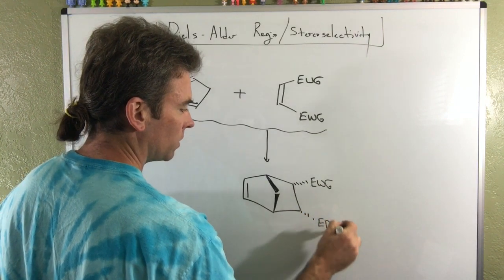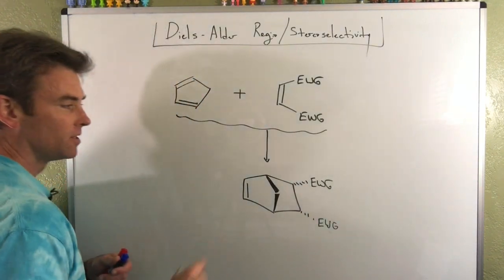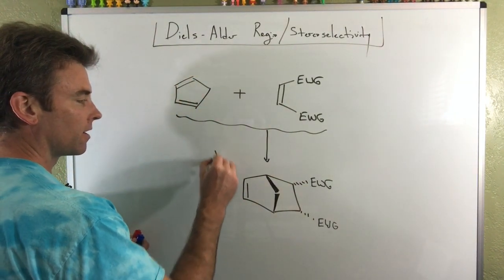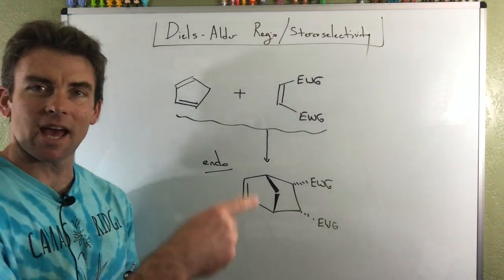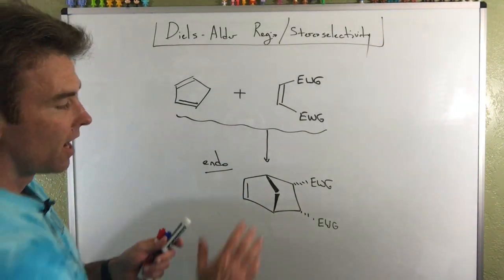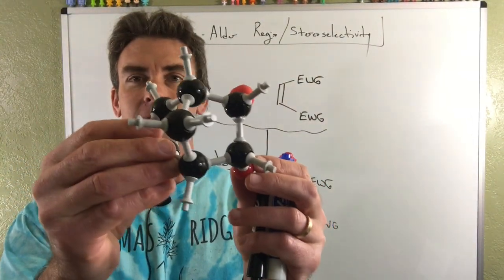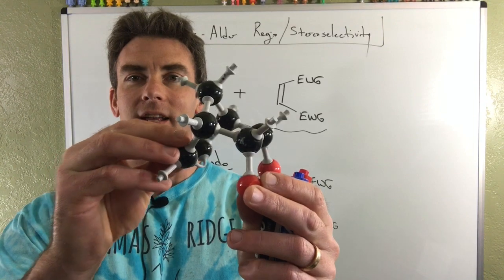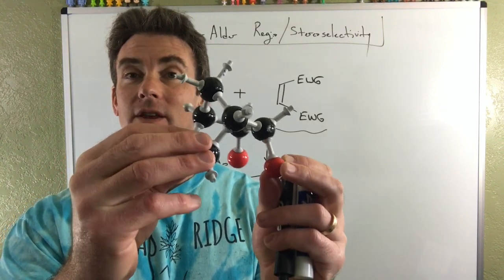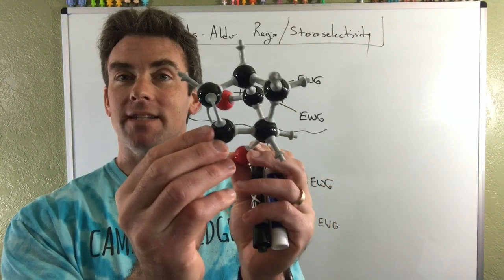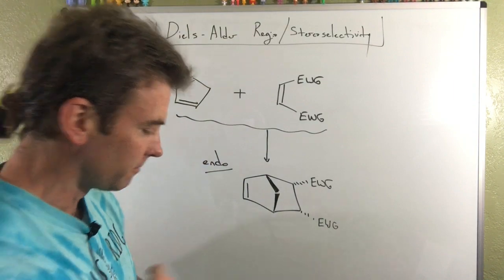Whoops, not electron donating groups, electron withdrawing groups. So this, both of the things that I'm showing are considered endo products. They had that nice little U. I could, of course, instead of drawing it like this, have drawn it a little bit more like this or like this, and that's something that you're going to see quite often with these bicyclic systems, which the Diels-Alder reaction is really good at producing.